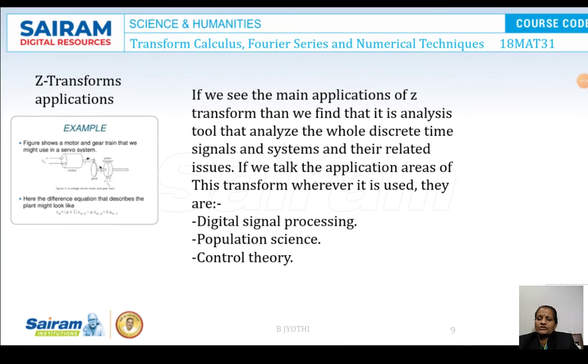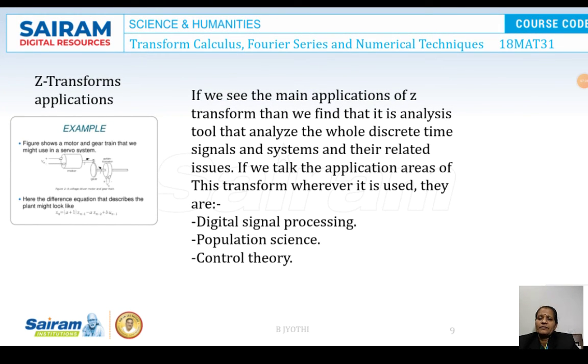Let me show you this one. It shows a motor and a gear train that we might use in a servo system. Let me expand this one. See, this is the motor and this is the gear train. The difference equation that describes the plant might look like x(n) = x(n+1) + a x(n-1), and this is the difference equation that describes the plant. So what we can study here is that when we take an application, it will be converted to a difference equation and then we find the solution of this, and we have already discussed how the difference equation will be solved.